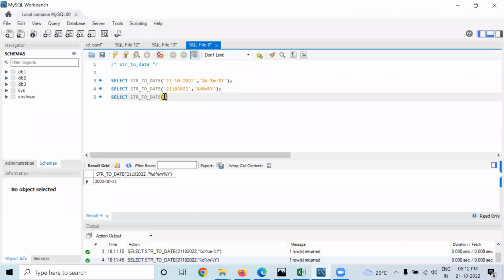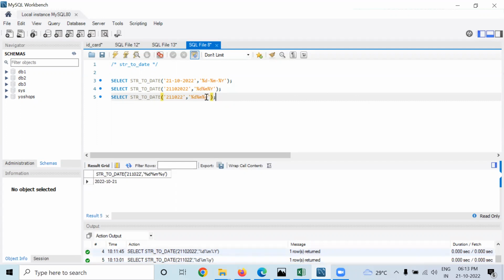Okay. Now here I am mentioning 21, 10, 22. How should I write the rest of the part? Please tell me. Percentage D. Yes. Percentage M. Yes. Then percentage capital Y. Oh, sorry, small y. My caps lock was on. Then percentage small y. Correct. Then semicolon, control enter. Yeah. Now we got it.